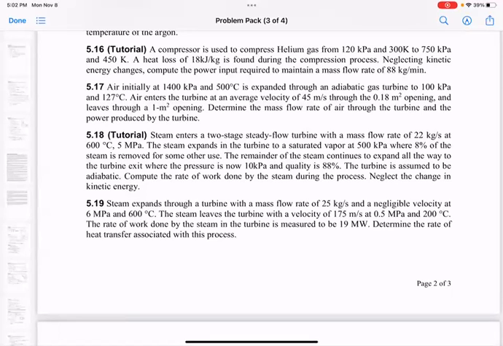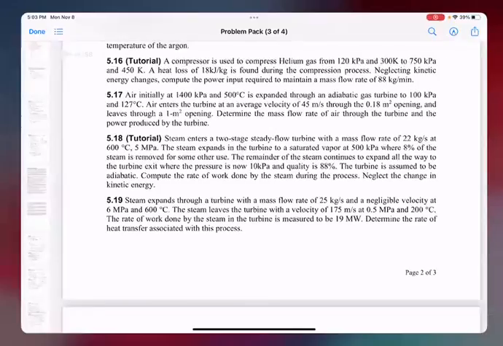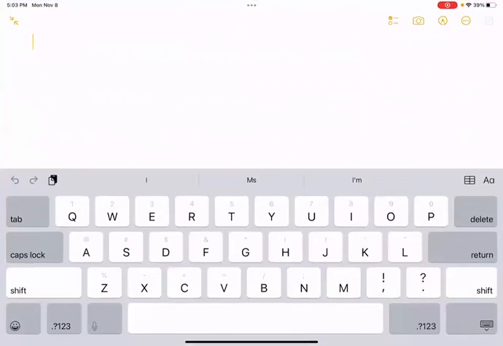The turbine is assumed to be adiabatic. Compute the rate of work done by the steam during the process, neglecting the change in kinetic energy. So this is quite a bit to unpack. So what do we have?